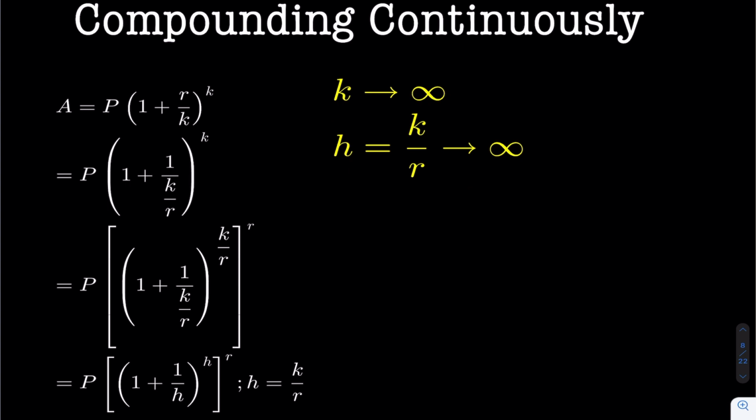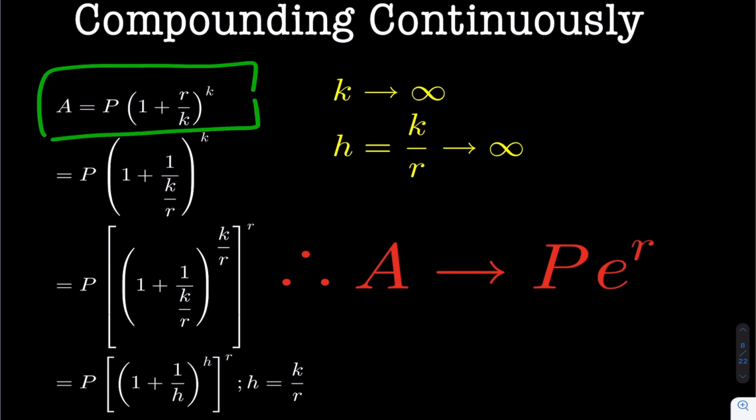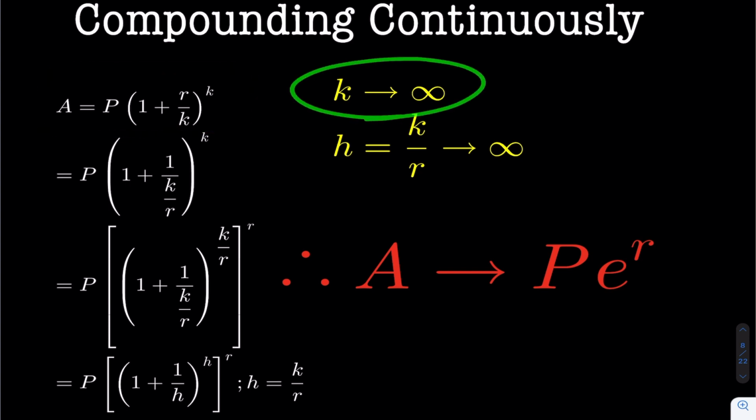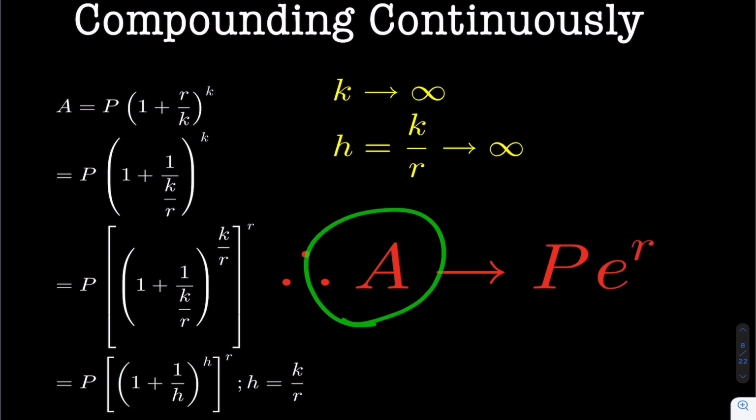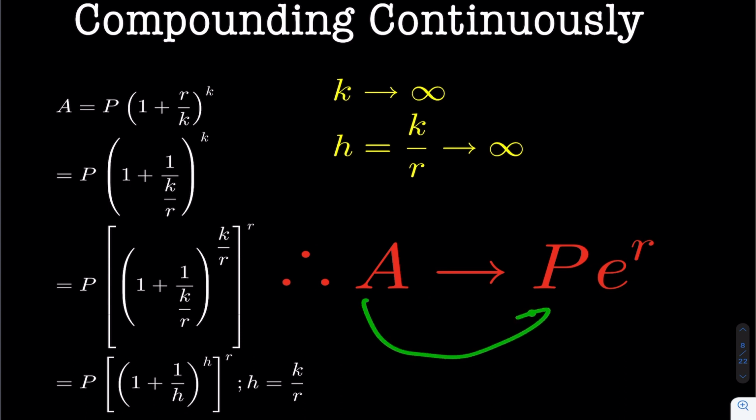So because of that, this expression here is exactly our definition of e. Therefore, as h goes to infinity, the following expression right here, 1 plus 1 over h to the power of h, is the exact definition of our natural base e. So therefore, this formula becomes such that A will approach P times e to the r. So by taking our compound interest formula and letting k approach infinity, we generate our base of e, and our formula for the amount at the end of the investment will be equal to P times e to the r. This is obviously for 1 year.